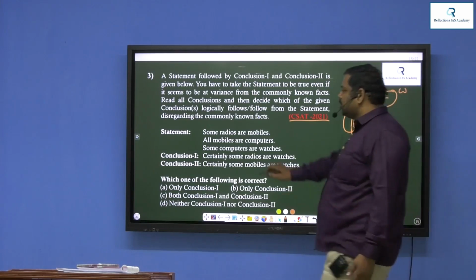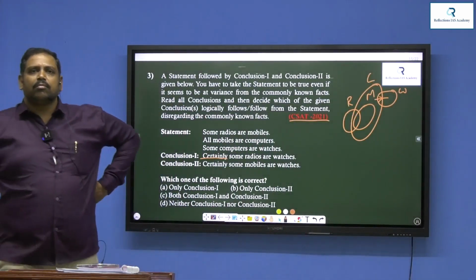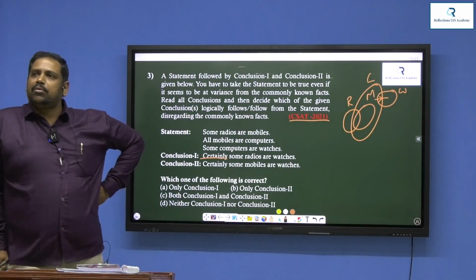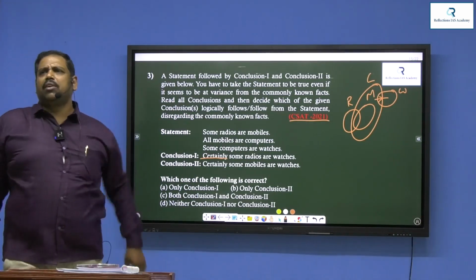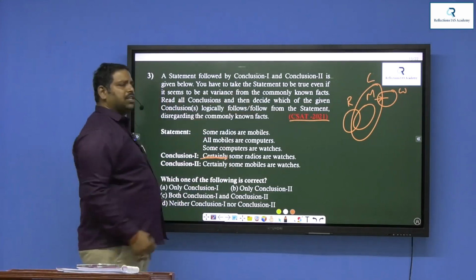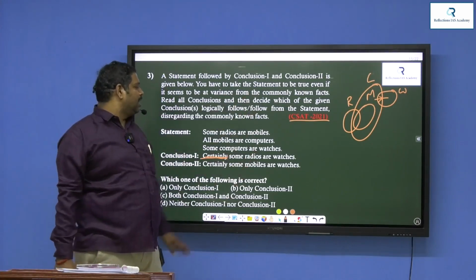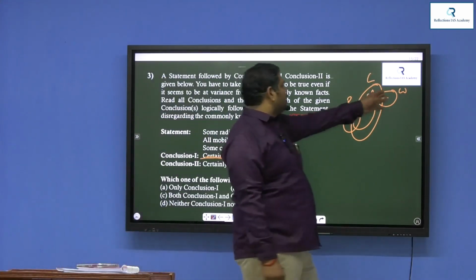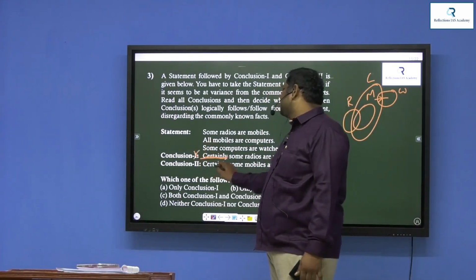Here he used the word certainly. What is the meaning of certainly? For sure. For sure means definitely. No need of that one here. Whether you keep it or not, that doesn't change the sense for me. Some radios are watches means definite only. From the basic diagram, I have to decide the conclusion. Some radios are watches, yes or no? No. So this is not correct. Again, certainly I can leave.